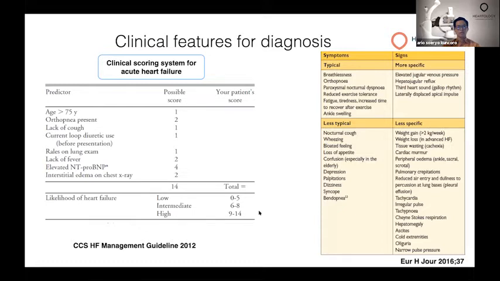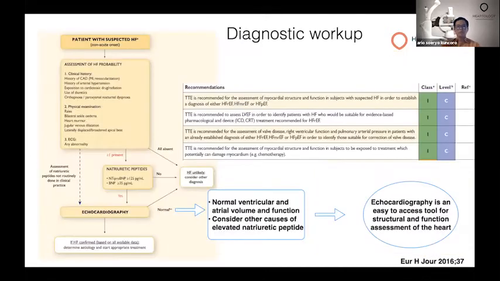The left side is a clinical scoring system for acute heart failure, endorsed by the Canadian Society. And the right is the symptoms of heart failure, which you can find in the guideline from the ESC. And of course, we are also well aware that there are other clinical scores, like the Framingham score, which help you to define whether the patient has heart failure or not.